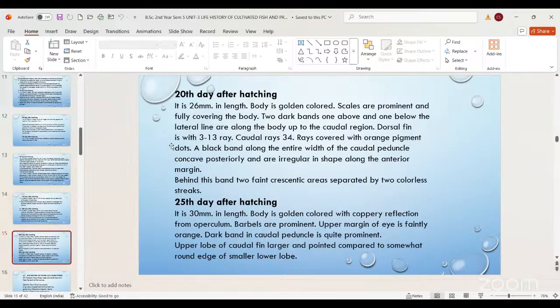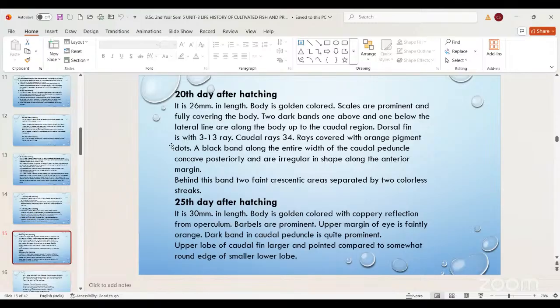Now, look at the size after 20th day after hatching. Now the size has increased to 26 mm. Now the body from dirty yellow color changed into golden color. Now scales are prominent and fully covering the body. Two dark bands, one above and one below the lateral line, are along the body up to the caudal region.